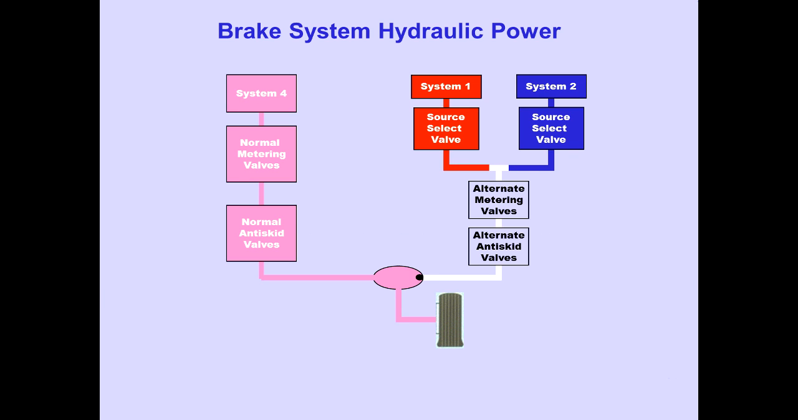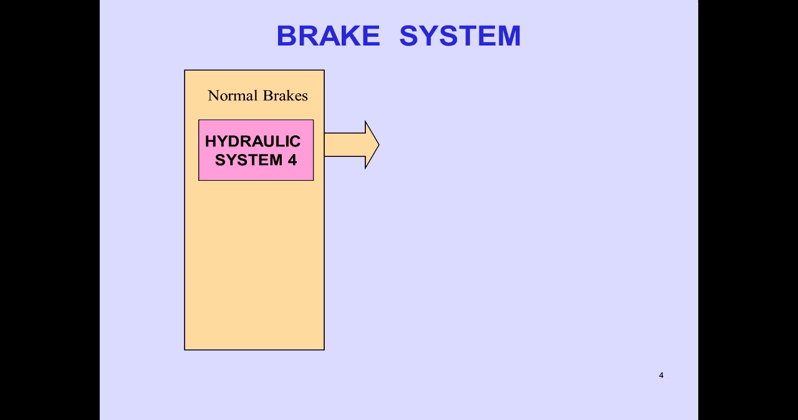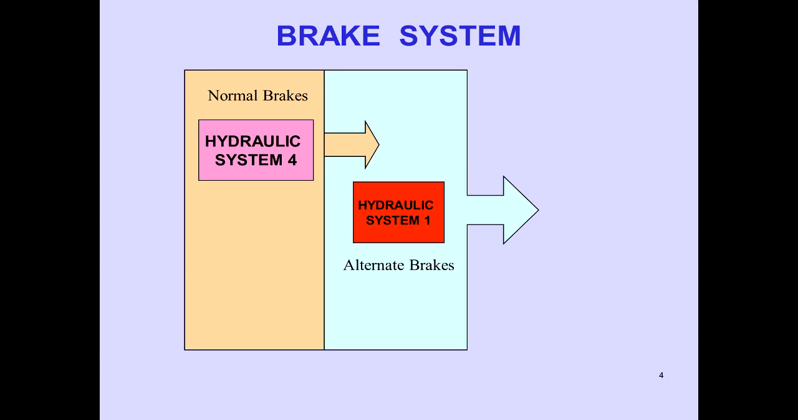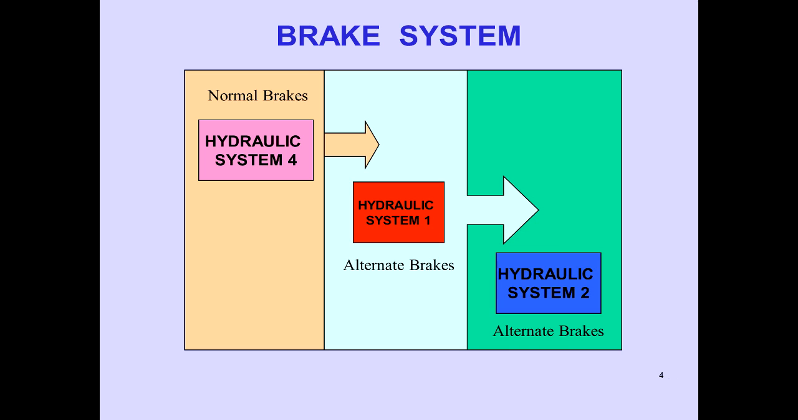Recall that normal brakes are powered by hydraulic system 4 and alternate brakes by hydraulic systems 1 and 2. The hydraulic brake source transfers automatically from normal brakes to the alternate brakes powered by hydraulic system 1 and then hydraulic system 2 as pressure is lost in each system.